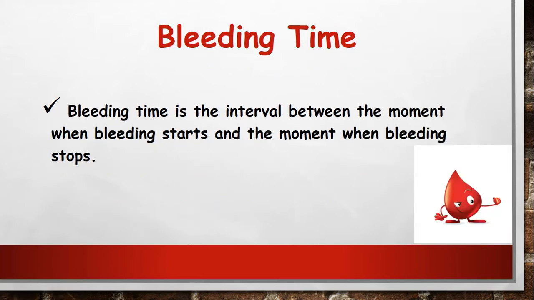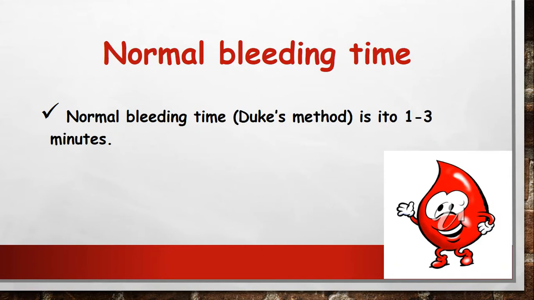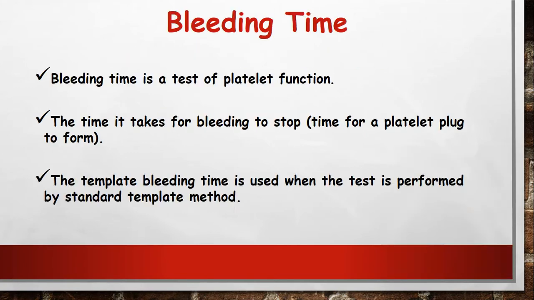What is meant by the bleeding time? Bleeding time is the interval between the moment when the bleeding starts and the moment when bleeding stops. Normal bleeding time is, by the Duke's method, 1 to 3 minutes. The bleeding time is a test of platelet function: the time it takes for bleeding to stop, the time for a platelet plug to form. The template bleeding time is used when the test is performed by standard template method.